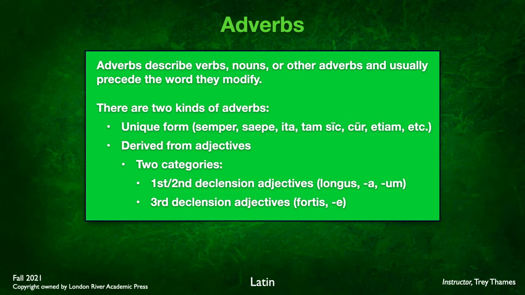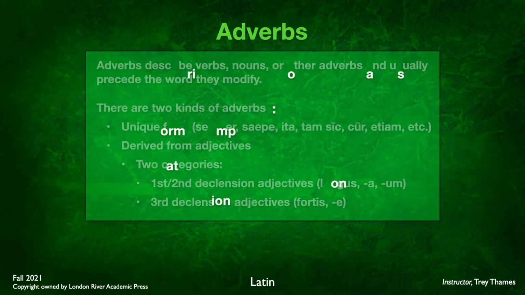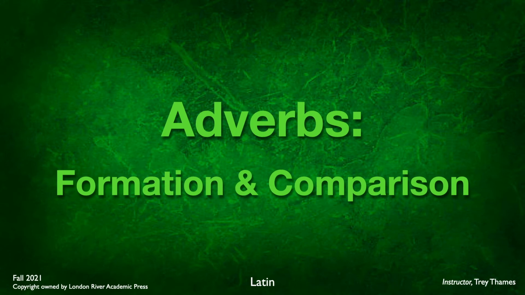Then there's the adverbs that are actually derived from adjectives. And within this category, there are two subcategories. There are those that are derived from first and second declension adjectives, like longus, -a, -um. And then there's adverbs that are derived from third declension adjectives, like fortis, forte. Now, let's take a look at how we form these adverbs, and then we'll also look at the comparison of adverbs.